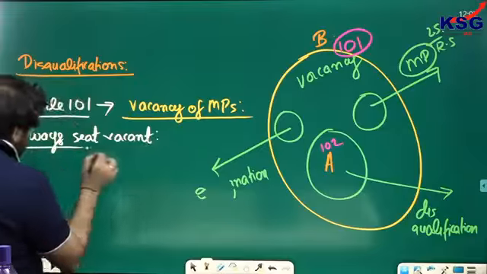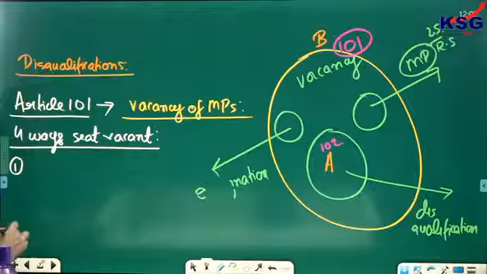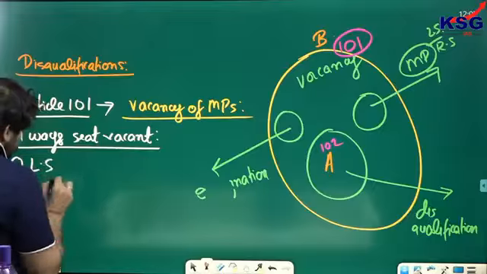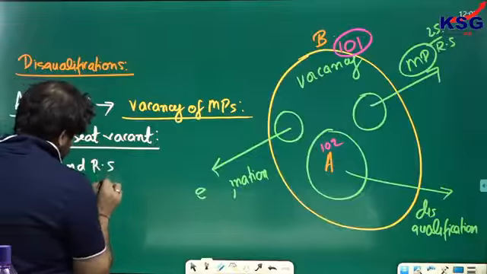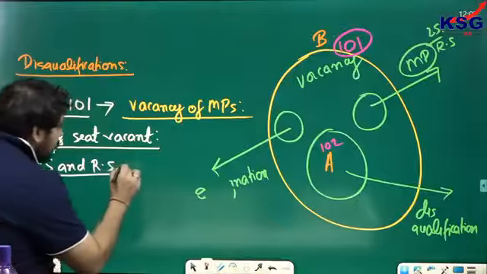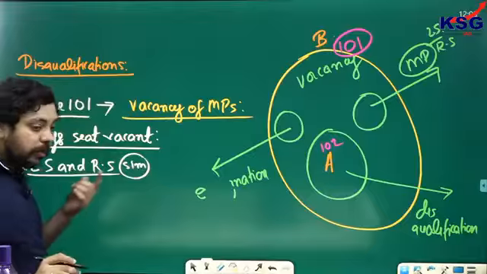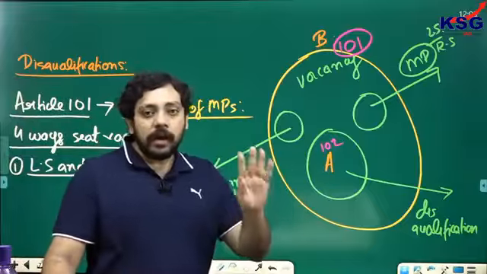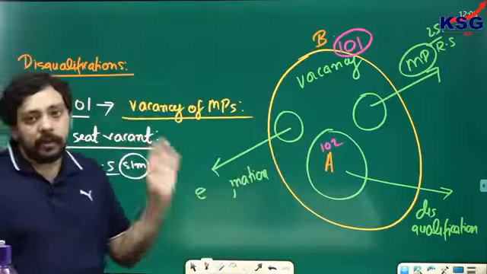Four ways in which a seat can be rendered vacant. Okay, first way is that a member of Lok Sabha and member of Rajya Sabha. If a person is a member of Lok Sabha and Rajya Sabha simultaneously, at the same time, he can be asked to vacate his seat, or his seat from one of the houses will automatically be vacated.